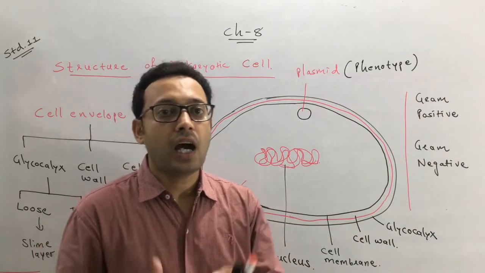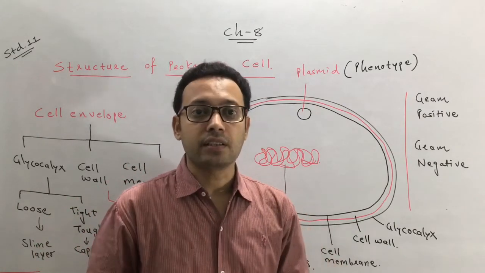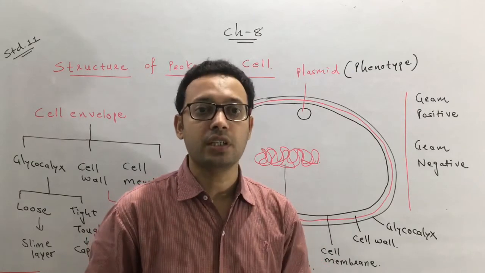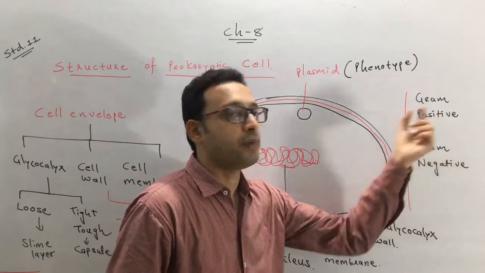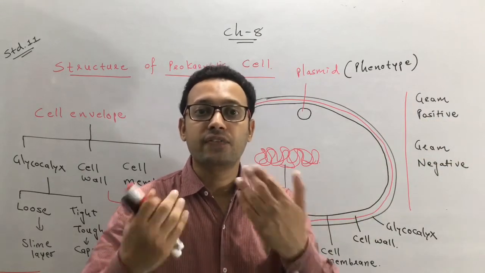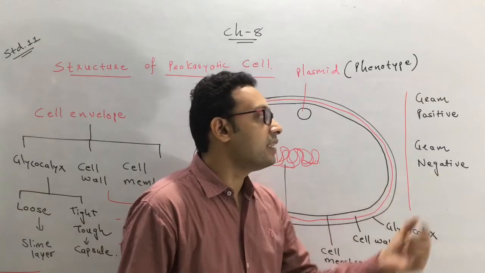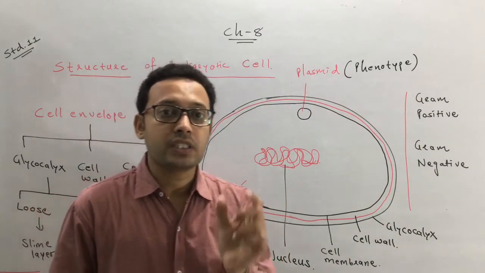Gram-positive bacteria are the bacteria that can take up the gram stain. Those that take up the gram stain, or can be stained with a gram stain, are called gram-positive. And if they don't take up the gram stain, then they are called gram-negative bacteria. Okay, so what is a gram stain?